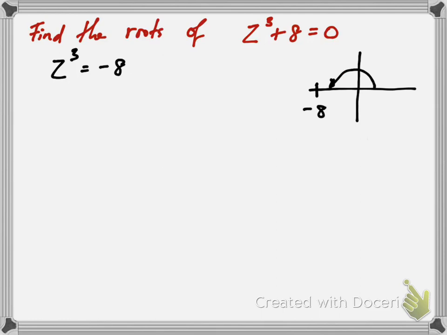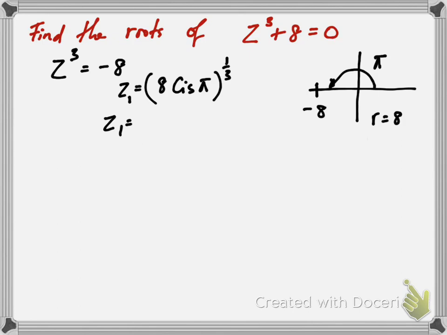The angle would be pi. The modulus would be the square root of 8 squared plus 0 squared, which is 8. So positive 8. So then your z is equal to positive 8 cis pi to the power 1/3, because z is to the power 3. So you raise it to 1/3 on both sides, and that's your first root, z1.